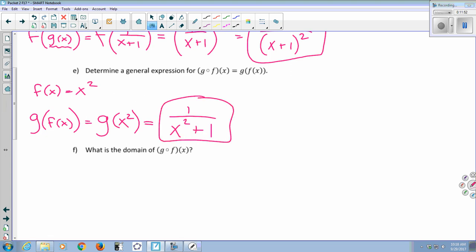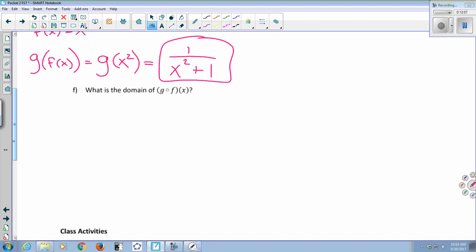All right, now I want to look at the domain of g composed with f. That's the domain of what I just found, 1 over x squared plus 1. For the domain of a composite function, you have to make sure that x can go into f and that f can go into g. So I'm composing g with f here. I like to draw two function machines, right? x goes into f first. I'm doing g of f of x, so you start with the innermost. So I'm plugging x into the f machine.